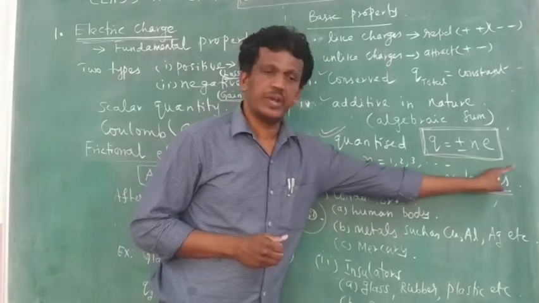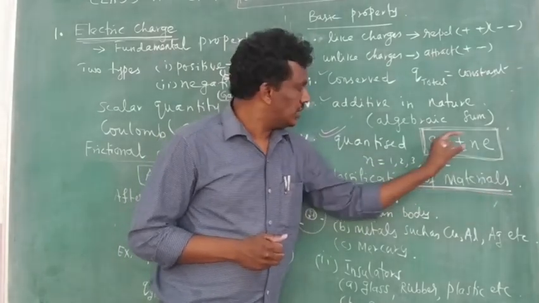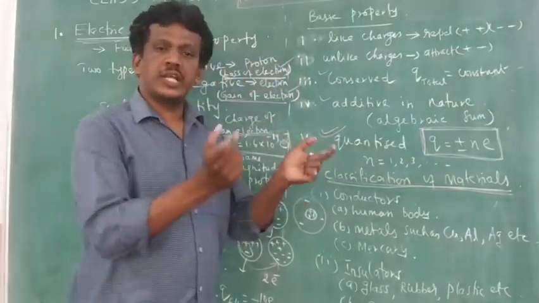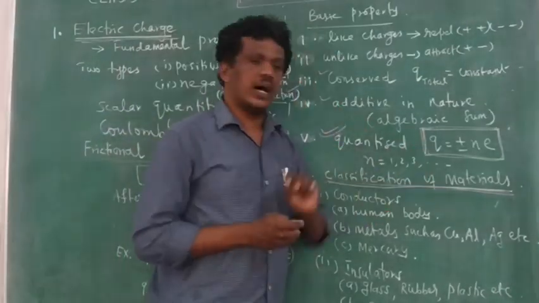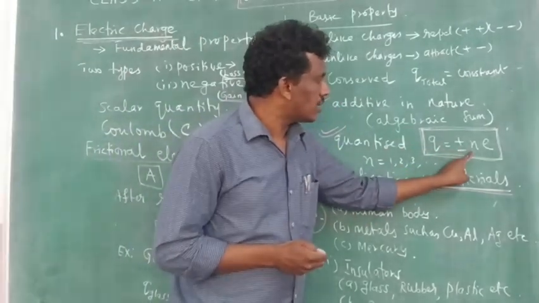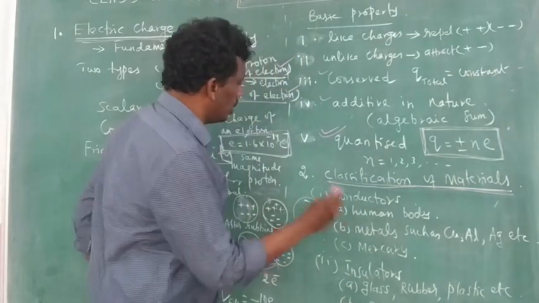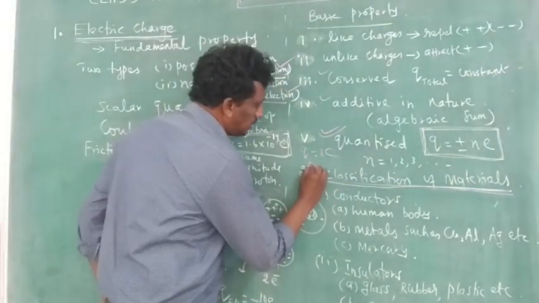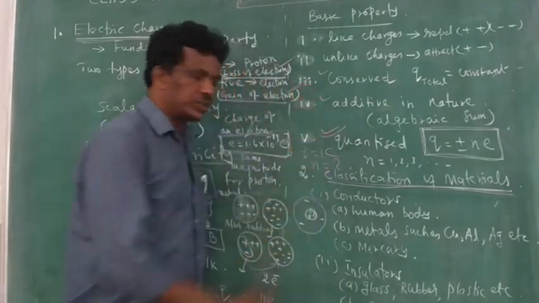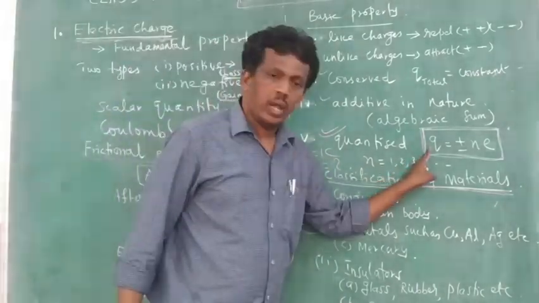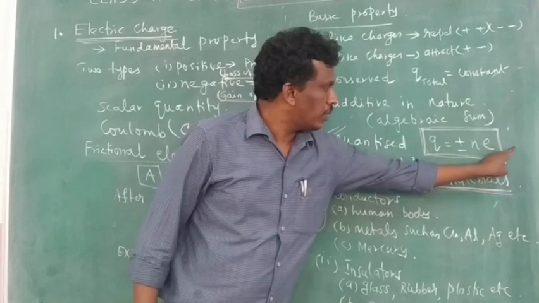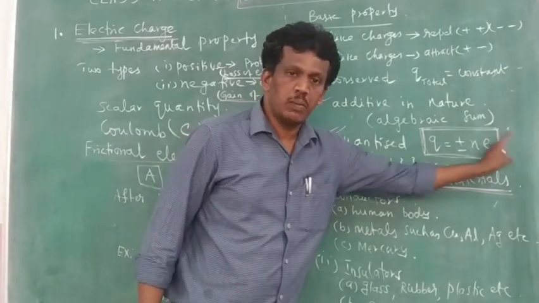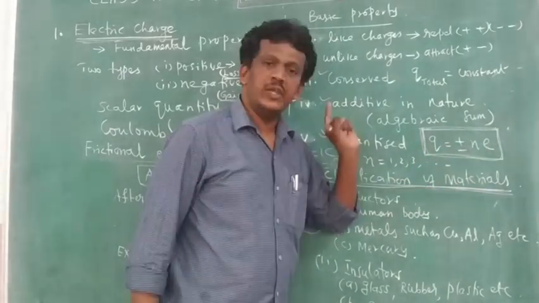1, 2, 3, 4, etc. So, in this case, suppose they are telling 1 coulomb of charge. How many electrons are required? You can calculate, no? Suppose you put Q equal to 1 coulomb. What is the value of N you find out? Q is 1 coulomb, E is 1.6 into 10 power minus 19 coulomb. Coulomb will give the answer. What is N you find out?